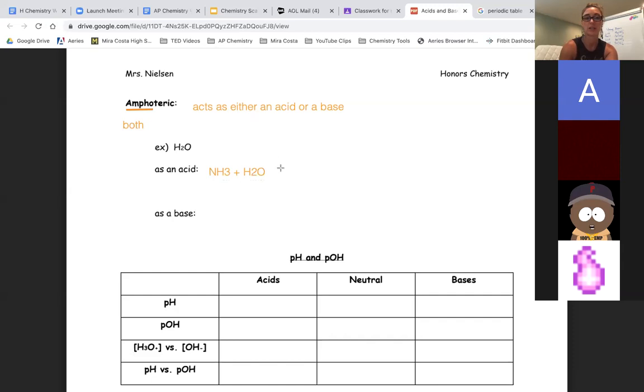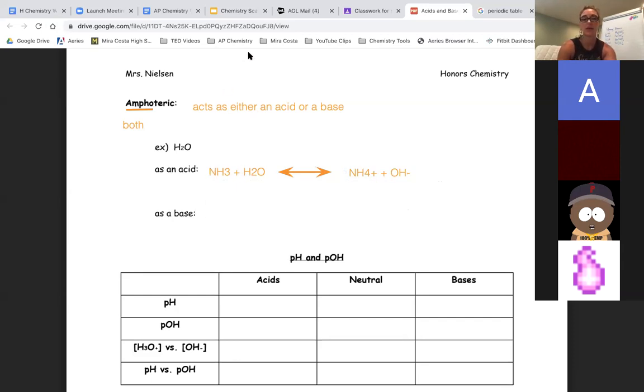Reversible reaction. Yields plus minus, right? Okay, so there's water acting like an acid. It's donating its hydrogen to ammonia.